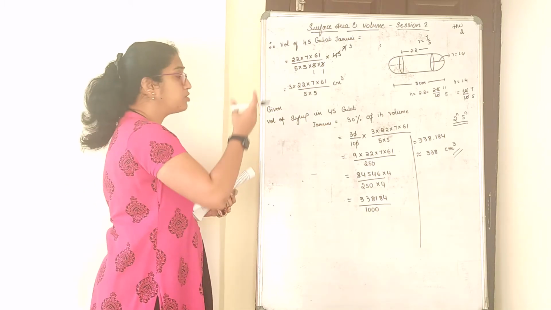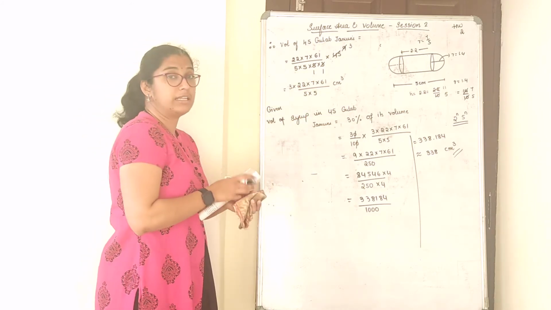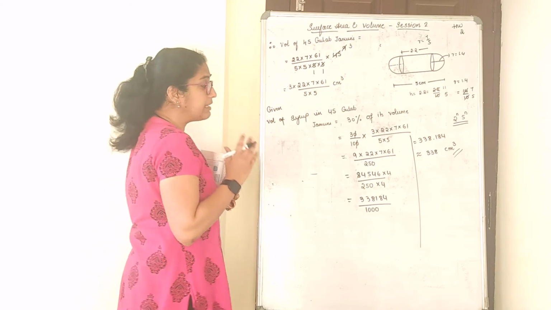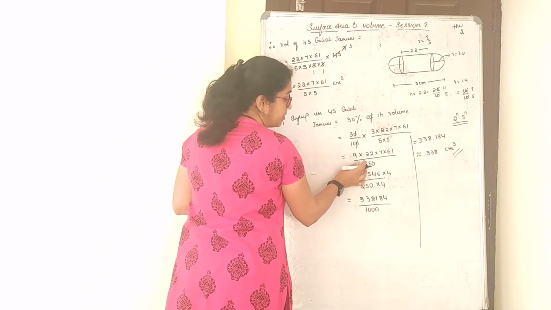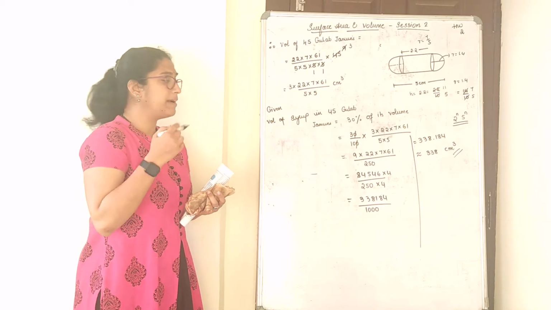That is 30% of its volume, which is the volume of 45 gulab jamuns. There also we have not done any calculations. We brought it till the end. Finally we calculated and got the denominator as 250.